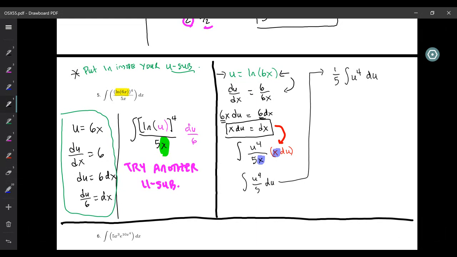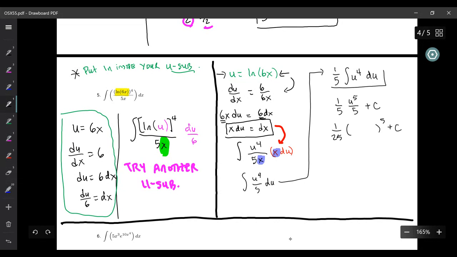And now I'm going to do the power rule, right? Everything is now in terms of just one variable, in this case, one variable u. 1/5 u to the 5th over 5 plus a c, right? Remember, you add 1 to the exponent. Right, so this is 1 over 25. You plug the u back in. In this case, the u was ln 6x. And this would be your answer.